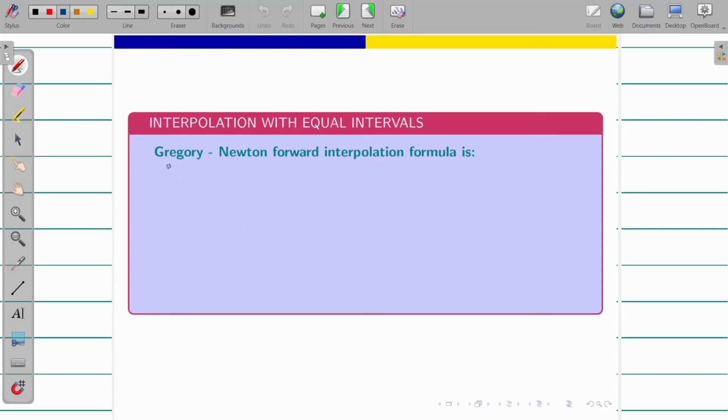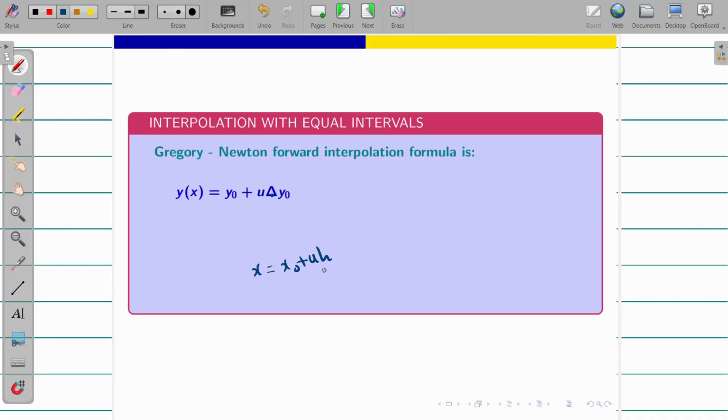As I told you already, there are two formulae: Newton's forward interpolation formula and Newton's backward interpolation formula. What is the formula? y of x is equivalent to y naught, this is the first value, plus u. Here u is nothing but the difference in x, where x is equivalent to x naught plus u into h.